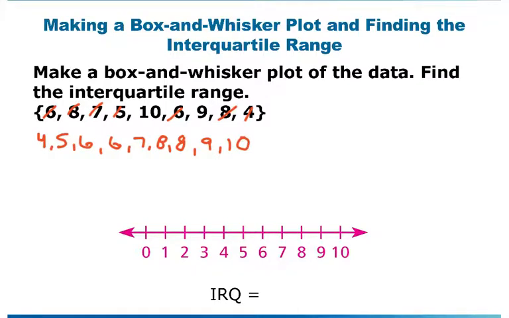So that is your list of values from least to greatest. So of course this is our minimum value. And this is our maximum value. Then we have our median. Let's see, 1, 2, 3, 4, 1, 2, 3, 4. Okay, so we do have a middle number. So that's going to be right here.